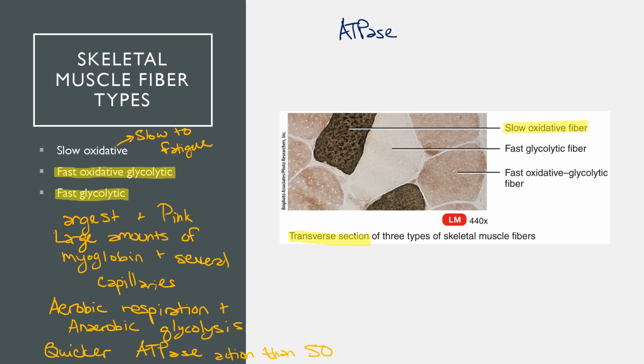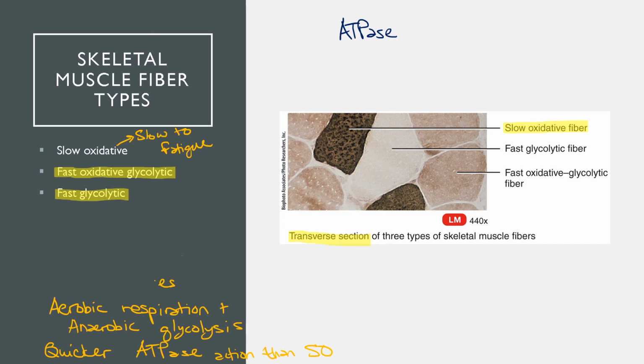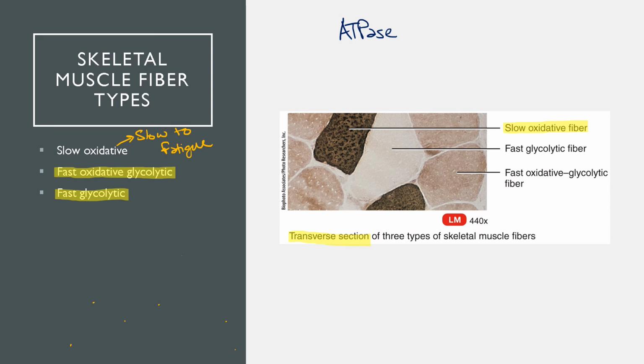Okay, then we're going to finally discuss the fast glycolytic. On the picture on the right, we'll finish erasing this, but you can see those fast oxidative glycolytic fibers, which are still a little pink, but they're a lot lighter than those slow oxidative fibers. So we can see those right here. They're a little bit lighter in color, but still come up a little bit pinky.